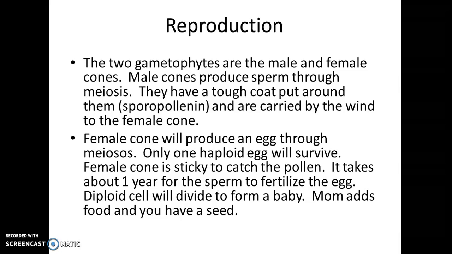So in reproduction, we have the gametophytes, which are really small now. Those are the cones. They produce the gametes, right? Before in ferns, you had a separate organism. Now you have the gametophyte actually on the sporophyte.